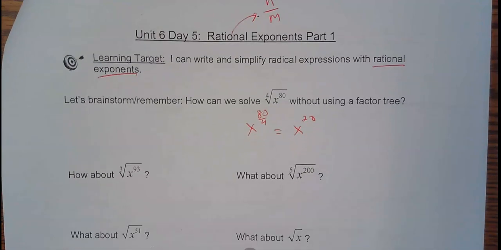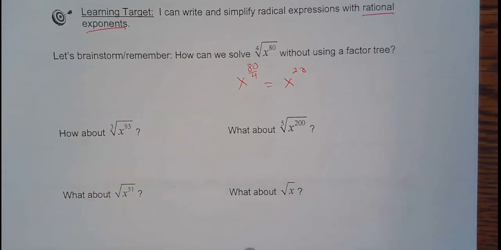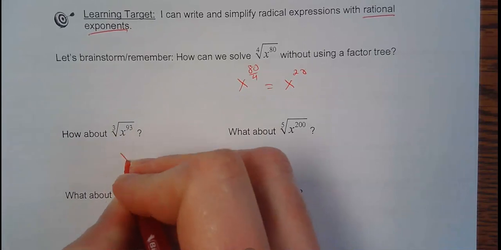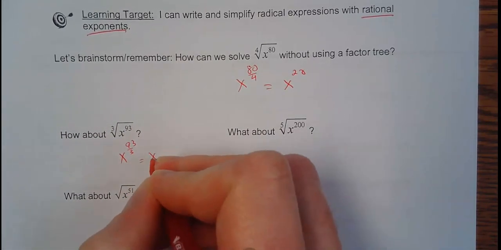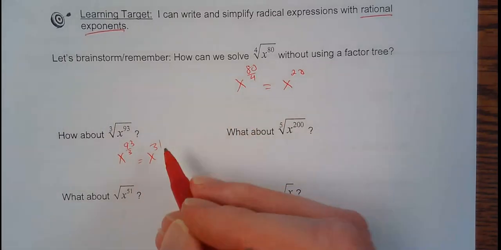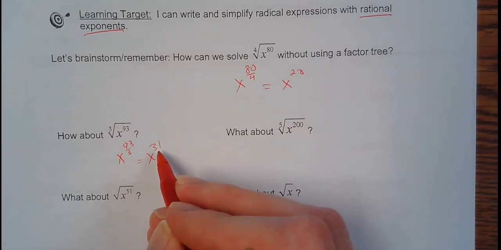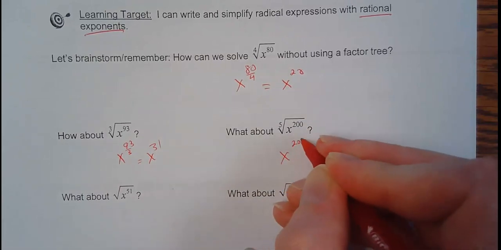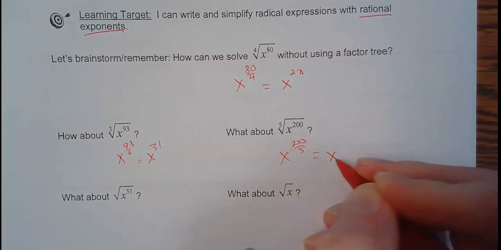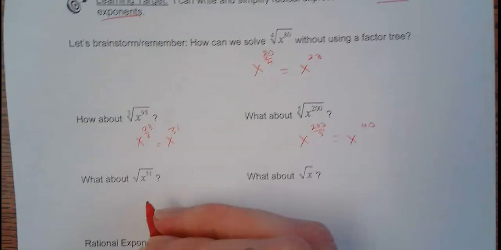Okay, so let's quickly do these. If I want to simplify this, you'd say x to the 93 thirds because you could divide it by 3, which would be the same thing as 31. And that is rational. It is written as a fraction, it's just over 1. So we haven't really gotten to the real difficult ones yet. 200 divided by 5, that would be x to the 40th.